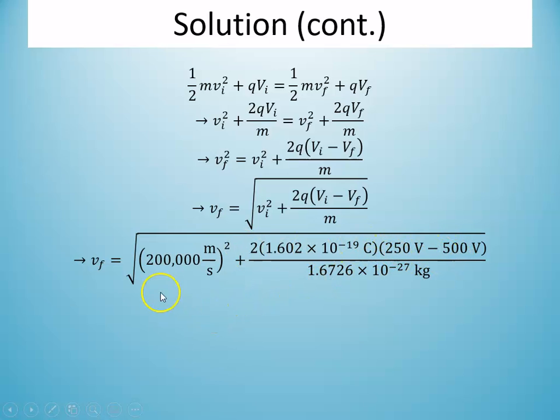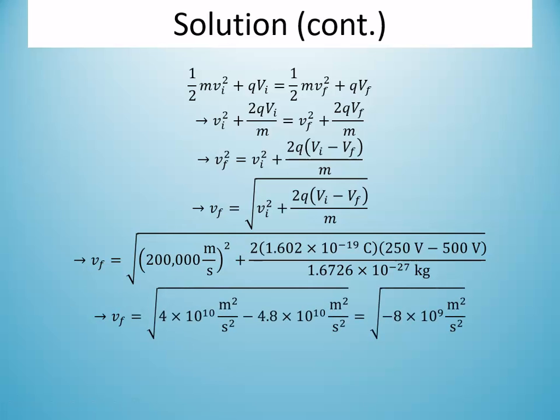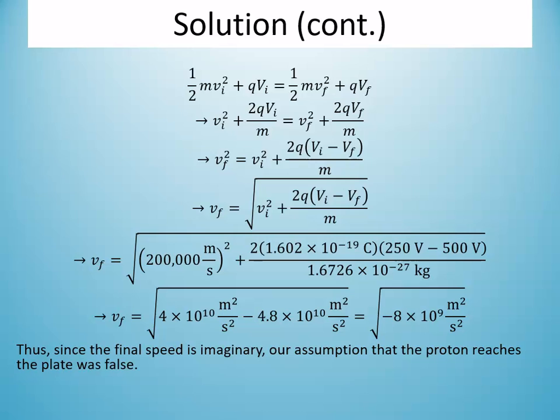The question is, is the 200,000 meters per second big enough to overcome the negative result that we're going to get from this term? Turns out it is not. When we plug in our numbers, we get a negative 8 times 10 to the 9 meters squared per second squared. So the final speed is imaginary, meaning that our assumption that the proton reached the positive plate was wrong.